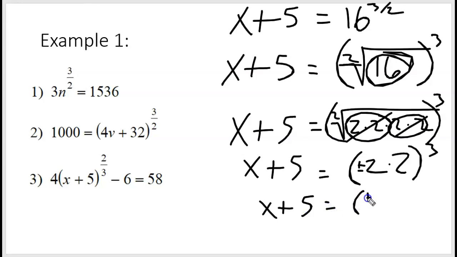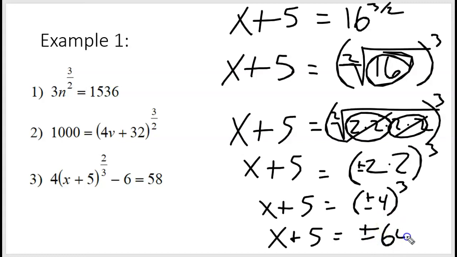So what we have over here then is plus and minus 4 when we multiply those 2's together. And when you have a plus and minus 4, if you raise positive 4 to the third power, you're going to get 64. And if you raise negative 4 to the third power, you get negative 64. So by raising it to the third power, basically, we just get plus and minus 64.